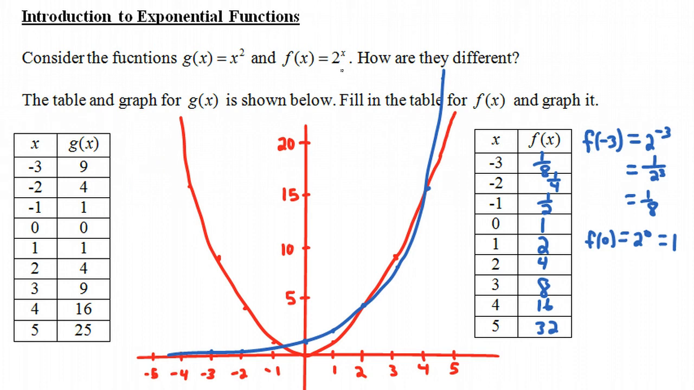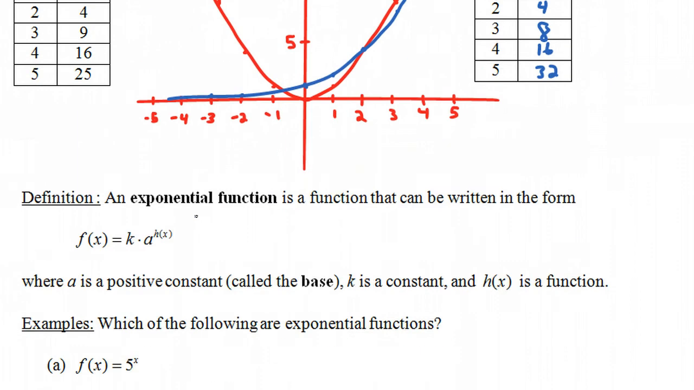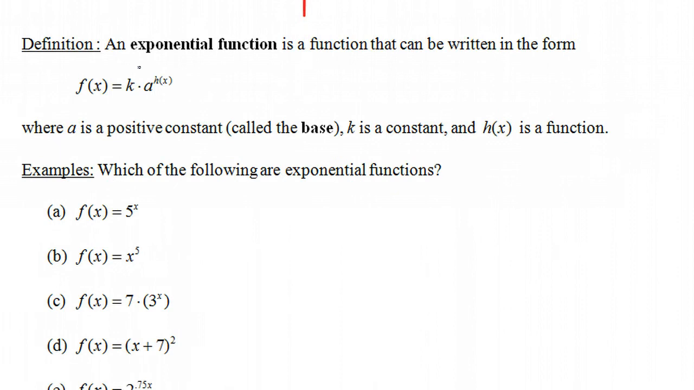2 to the x is what's called an exponential function. It's not a polynomial. x squared is a polynomial. 2 to the x is an exponential function. In fact, here's the definition. An exponential function is a function that can be written in this form. So basically, some constant k times a to some function of x, where a is a positive constant called the base, k is a constant, and h of x is a function.